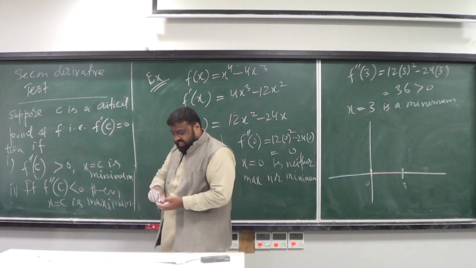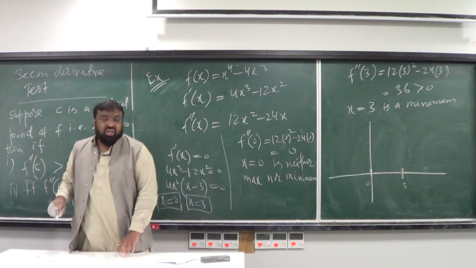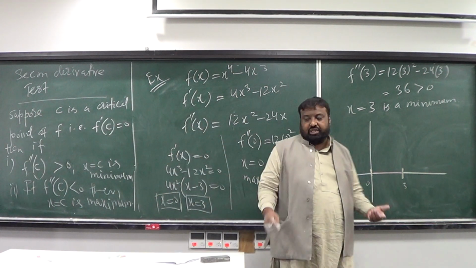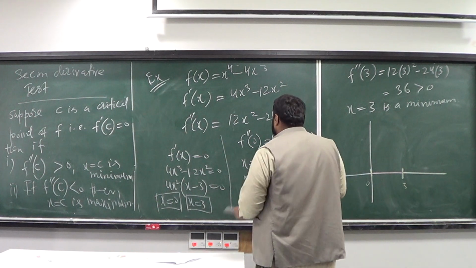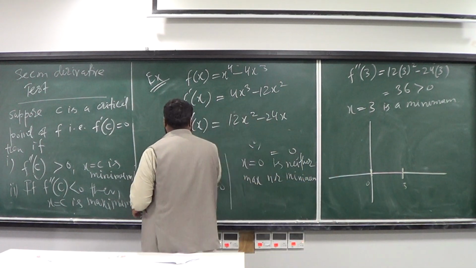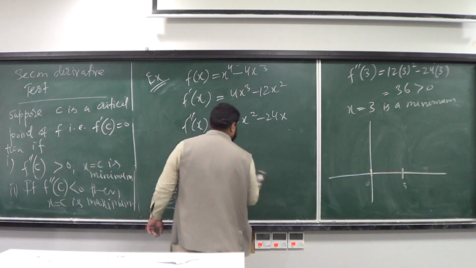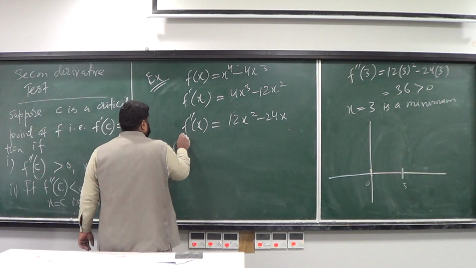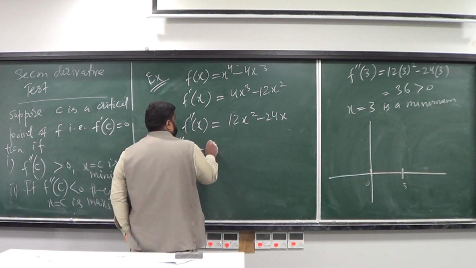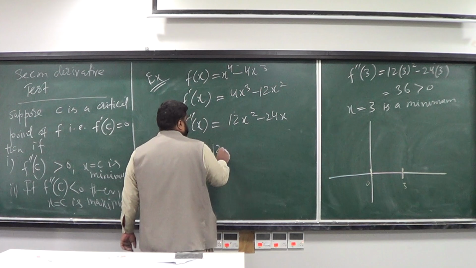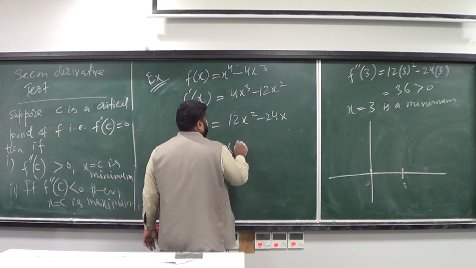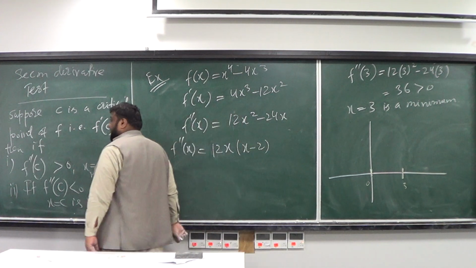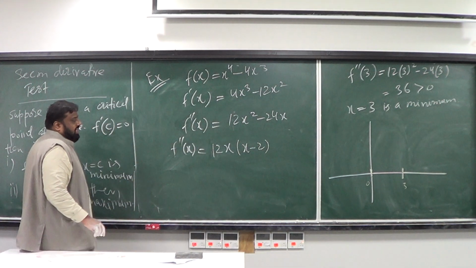So in order to find the concavity of the function, you need to check the sign of f double prime of x. Now what is f double prime of x? We already know it. If I write it more explicitly, f double prime of x is 12x times x minus 2. So this is what it is.